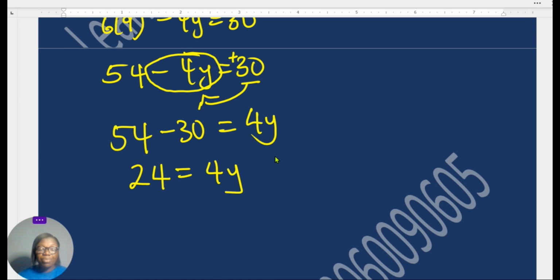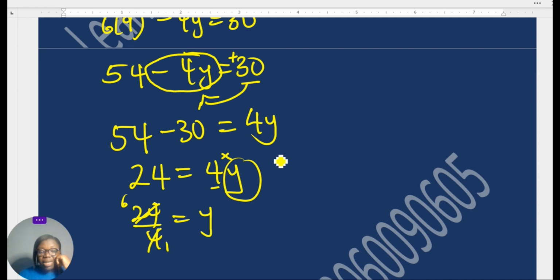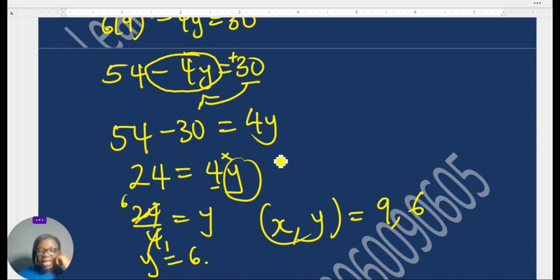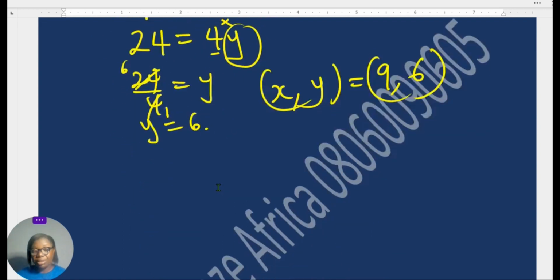Now we can divide both sides by 4 in order to have the value for y. So that's 24 divided by 4 equals y. Why are we dividing? It is because 4 is multiplying y right here. When it crosses the equal sign, it will divide. That's why we are dividing both sides by 4. So 24 divided by 4 is 6. So the value of y is equal to 6. Therefore, the value of x is 9 and y is 6.